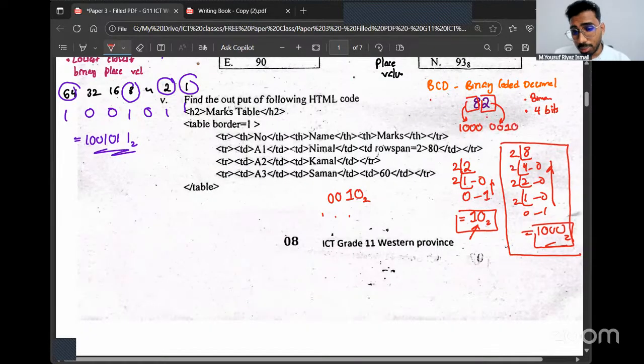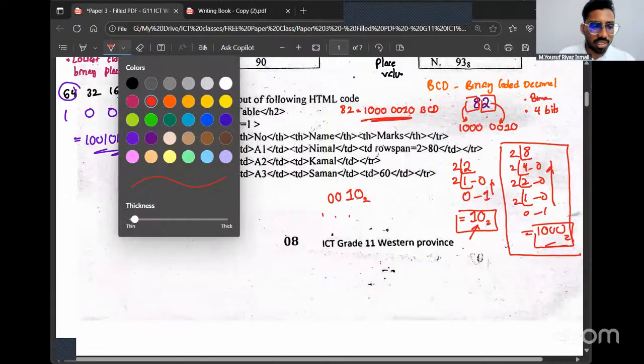This is one of the methods you can use. So you can say 82 in BCD is equal to 1000 0010. This is how 82 is represented in BCD. You can mention that. But this method is too long, with all the converting. So there is a shortcut for that as well.